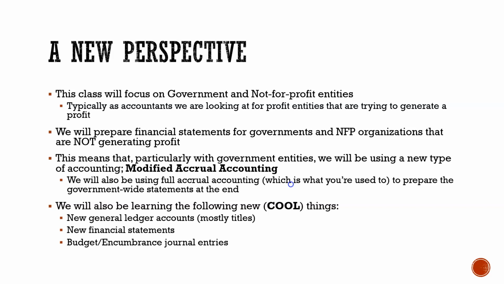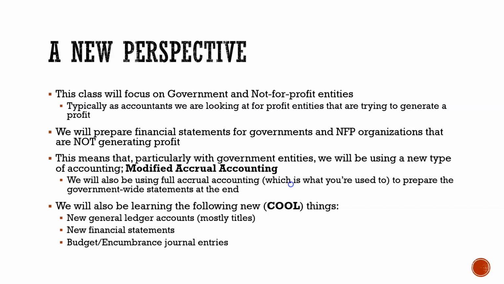So this means that particularly with government entities, we're going to be using a new type of accounting. It's called modified accrual accounting. The big difference here is we are worried about current things only. We're only going to talk about current things. We'll talk about that in Chapter 1. We're going to hit modified accrual so you know what it is in Chapter 1.